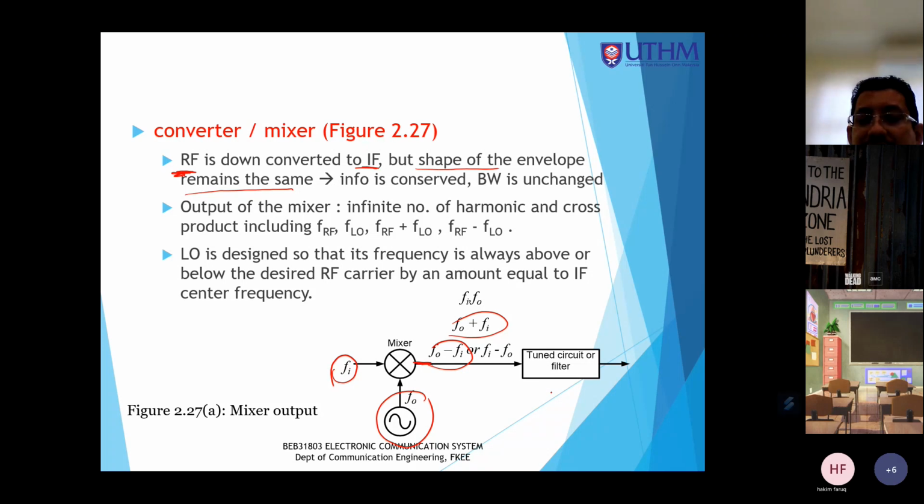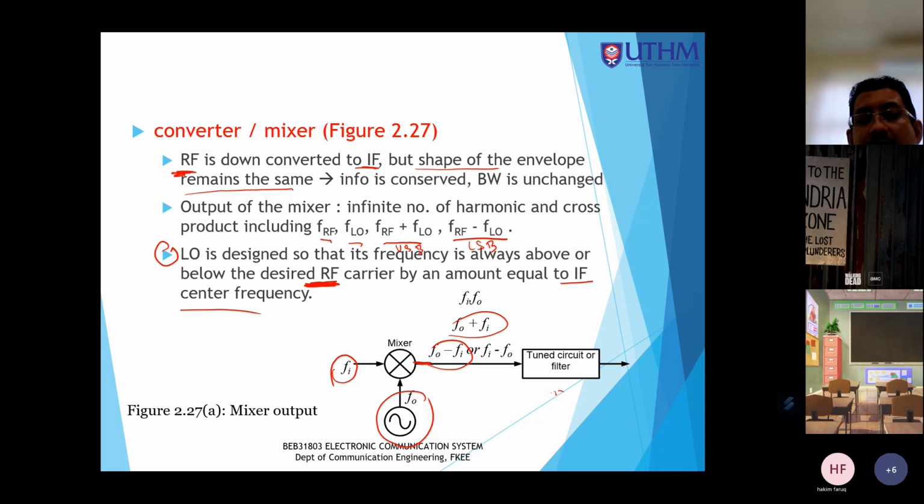So ni akan ada filter yang lain lah selepas itu. Okay. So the output of the mixer, the output of the converter gonna be FRF. Kita akan ada FRF, FLO. Kita akan ada upper sideband. This is a USB. Dan ini adalah lower sideband. Okay. So dikatakan di sini LO, local oscillator frequency, is designed so that it always have a frequency higher than the received RF, by amount of equal to IF center frequency. Ini nanti kita akan lihat.